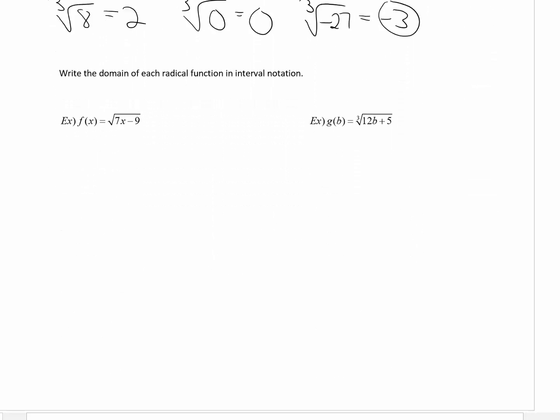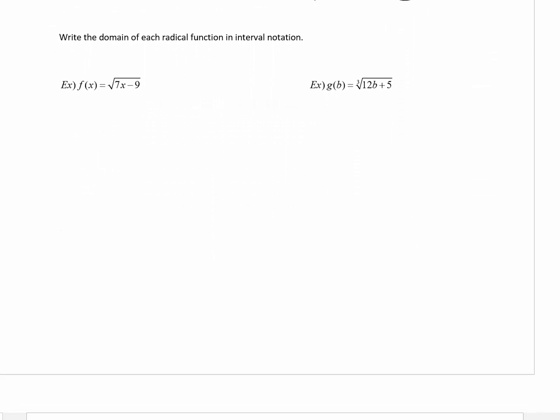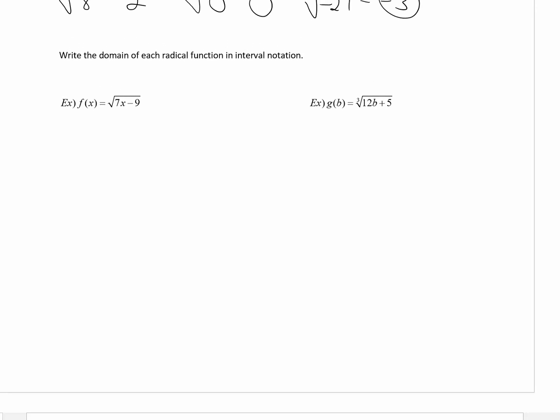All right, so let's write the domain of each radical function in interval notation. So the key for this is to be able to identify whether the index is even or odd. Here, because there's no number for the index, we assume it's 2 because it's a square root. Well, 2 is an even number. So here's what we'll do. We will stick the radicand and make it greater than or equal to 0.